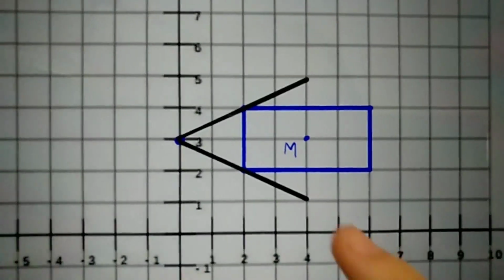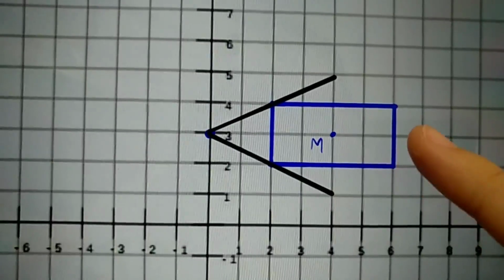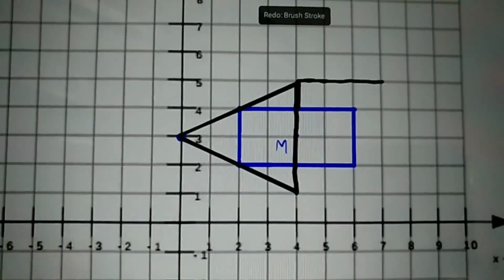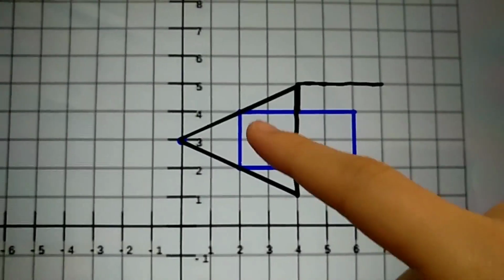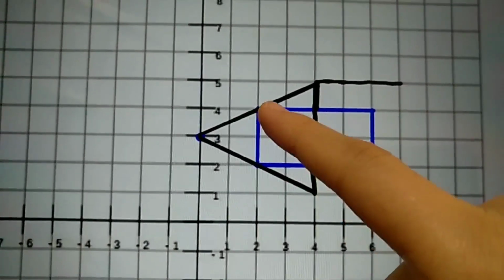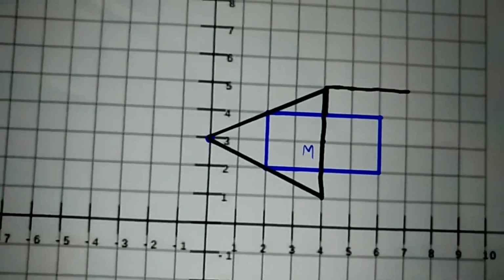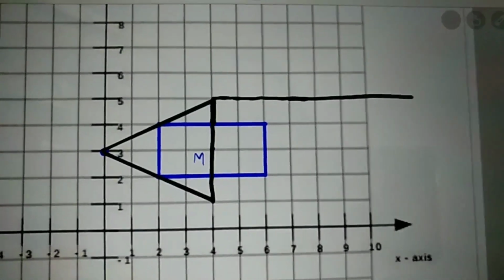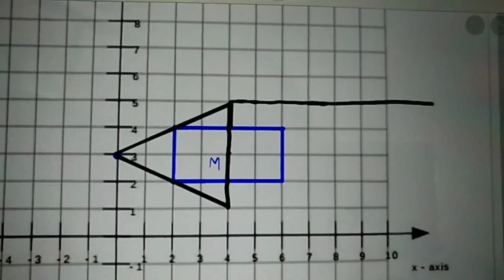Next, you will take the measurements from this shape and enlarge it. So for example, if this is 2 blocks, this will be 4 blocks, and if this is 4 blocks long, this will be 8 blocks long. Unfortunately, my grid is not big enough, so I will be drawing outside the grid.